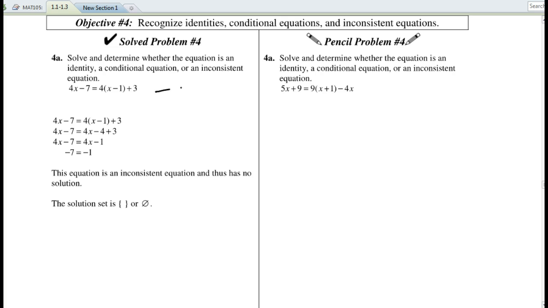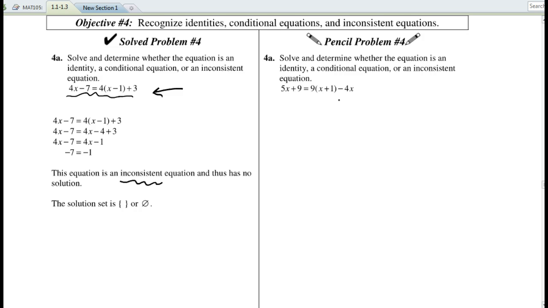So if you actually turn your eyes to the solved problem, let's look at the inconsistent. So they basically multiply out. We have some equation that looks like it might be true, but at the end of the day, they try and solve it, and they end up with negative 7 equals negative 1, which is clearly false. Those are two different numbers, so they can't be equal. So we say the solution set is empty. That's an example of an inconsistent equation.